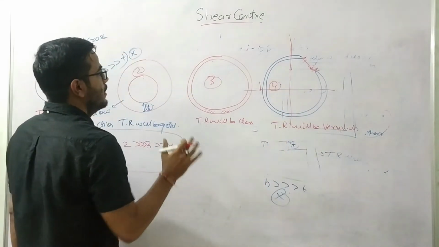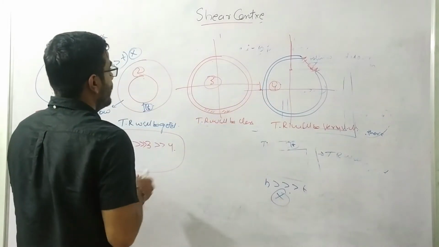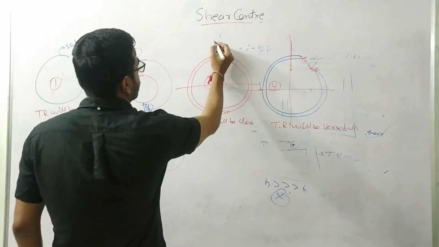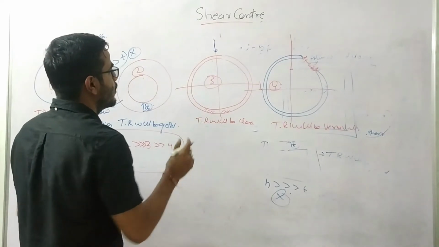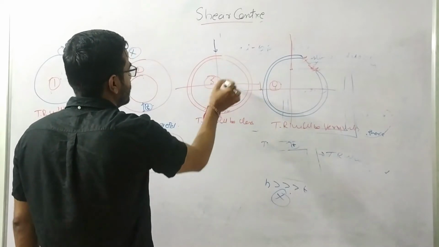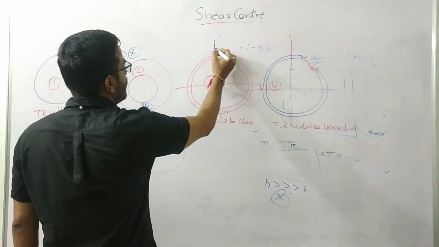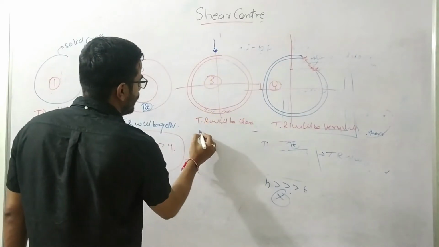so that this section will not have any twisting moment. Similarly, in this case, this is our axis of symmetry. If I apply load along this axis of symmetry, then it will have only bending. It won't have any twisting, because the section is symmetrical about both the axes. So if I apply load along this axis, it will have only bending.